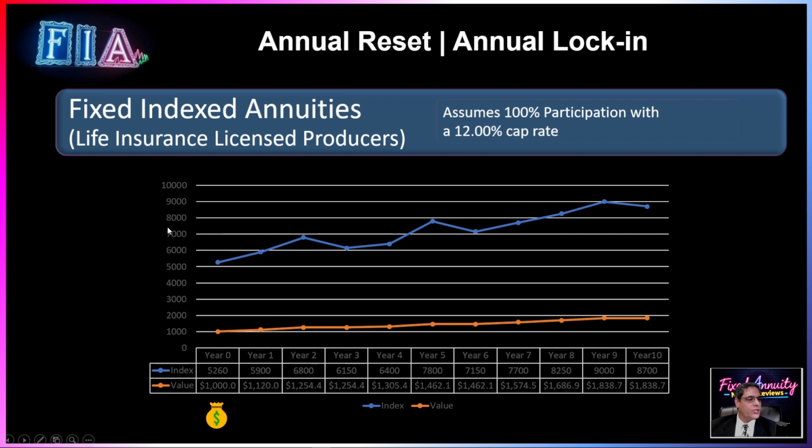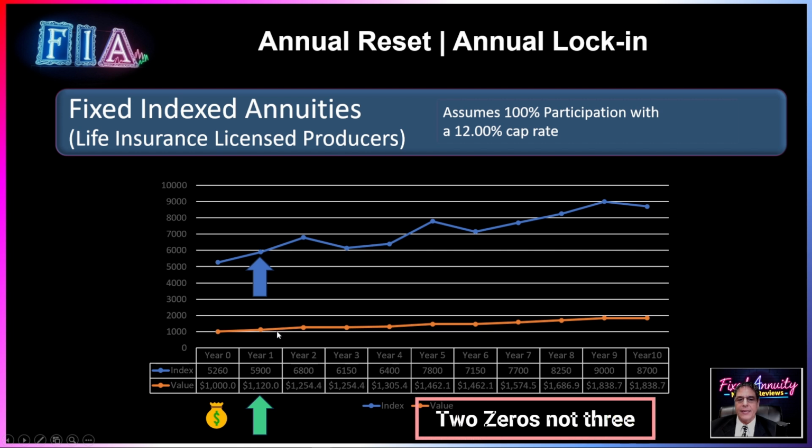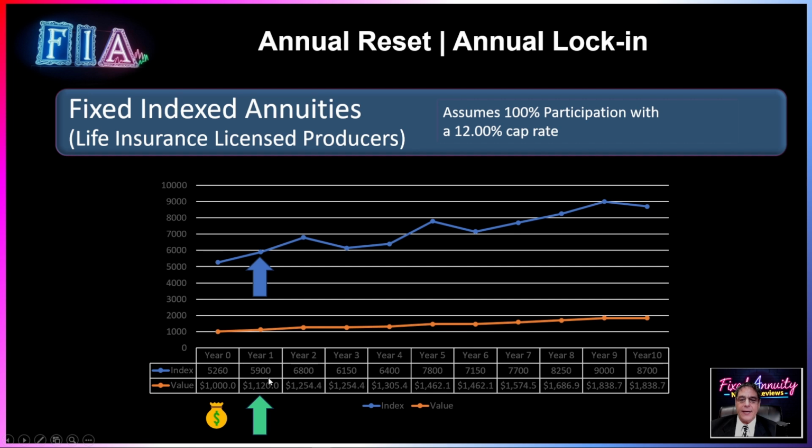So after the first year, I said the S&P went to 5,900. It was up. We're just going to say the person put $1,000 in, and the reason I did that is so we can all get on the same graph. Otherwise with 100,000, we'd have a giant graph, right? You can add 3 zeros to this if you wanted to make it 100,000. So after year one, the S&P went from 5260 to 5,900. The client earned their gain, assuming 100% participation with a 12% cap for the whole 10 years. They made their 12% cap because that was more than a 12% gain. So they're now up to $1,120.